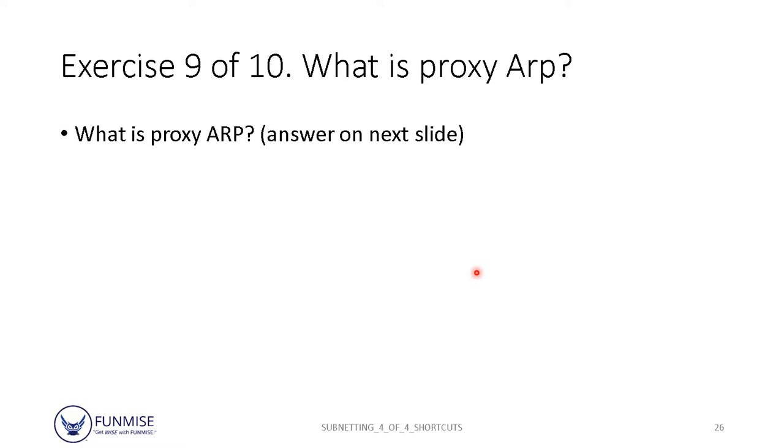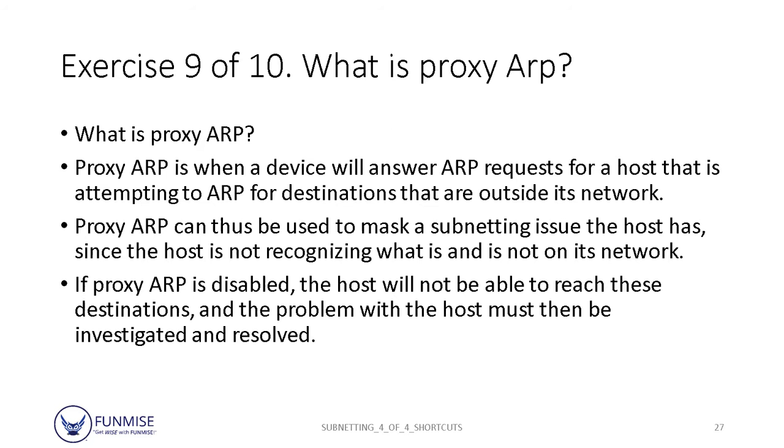Exercise 9 of 10. What is proxy ARP? I guess this really is one of my favorite topics. Now, proxy ARP is when a device will answer ARP requests for a host that is attempting to ARP for destinations that are outside its network. Proxy ARP can thus be used to mask a subnetting issue the host has, since the host is not recognizing what is and is not on its network.